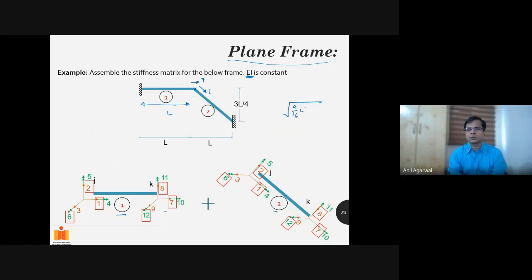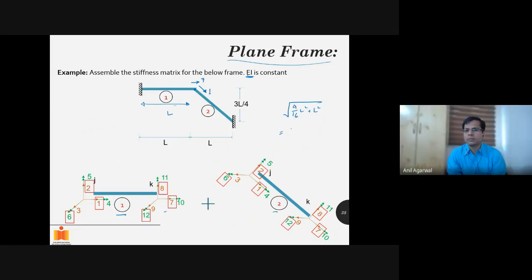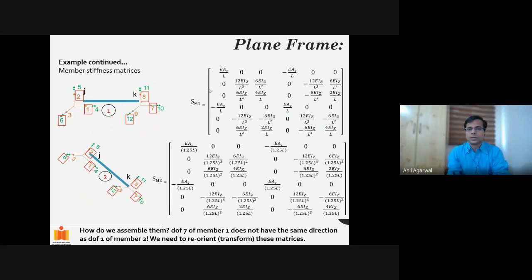square root of 9 by 16 L square plus L square. How much will that be? 5 by 4, is it? Yes, correct. So the length of this member is 5 by 4 L, that is 1.25L. Fine. So the stiffness matrix, we have already seen how to develop that.